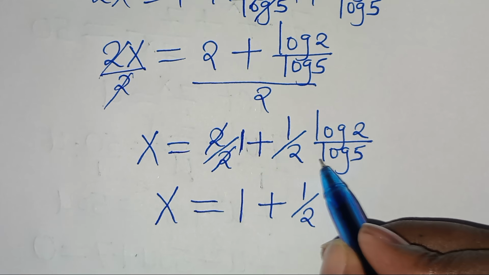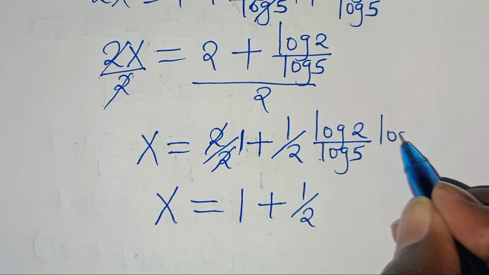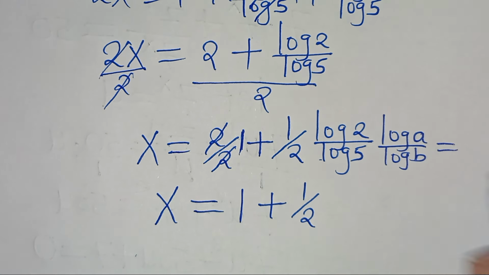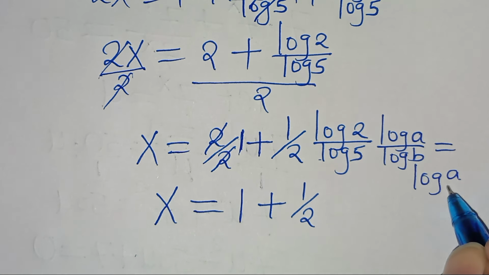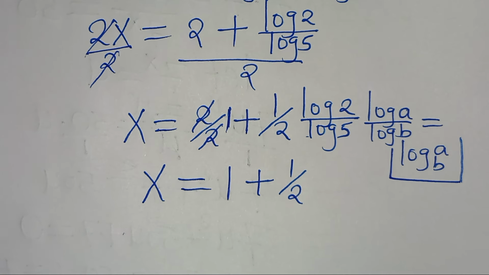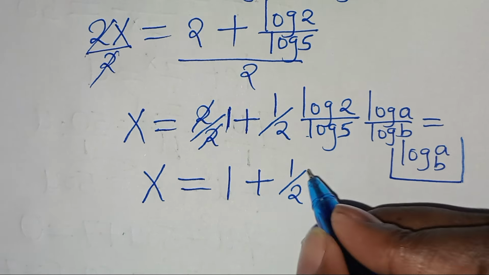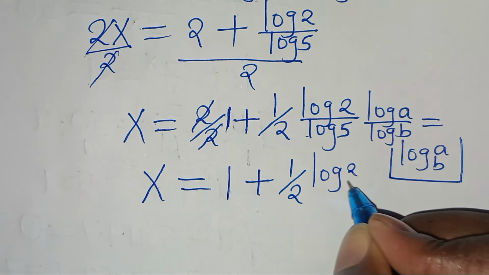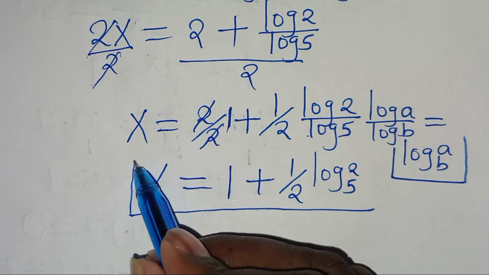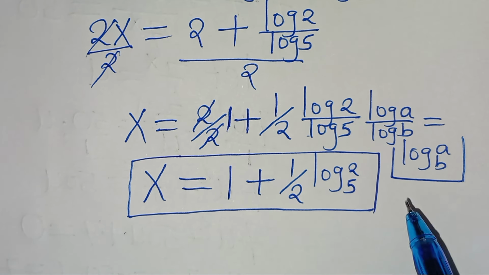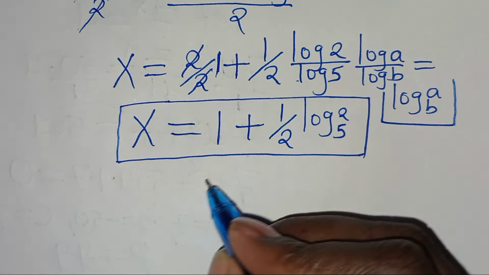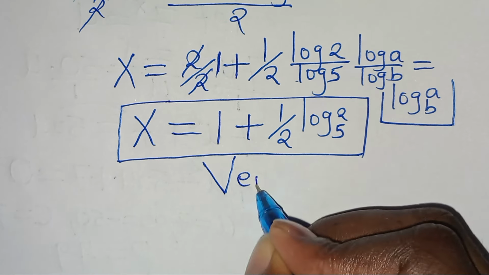Now, log 2 over log 5 is in the form of log a over log b, which can be expressed as log a to base b. So let's apply this property. So that now here we have a half log 2 to base 5. So this is the value of x. The next step from here is to verify that this value of x satisfies the equation.